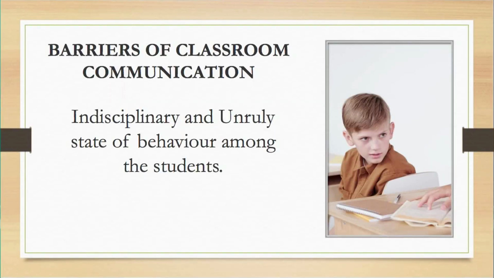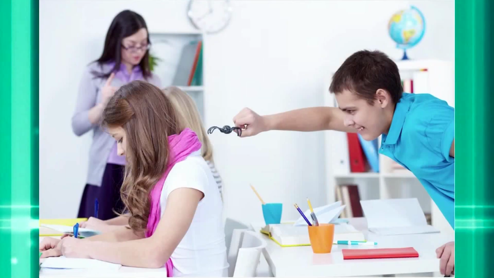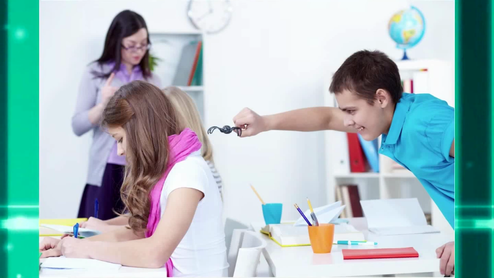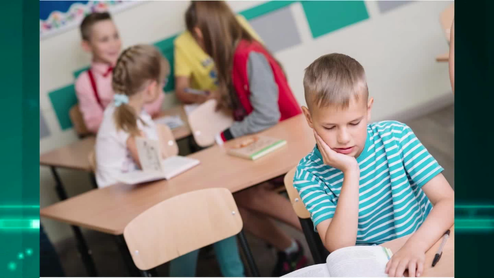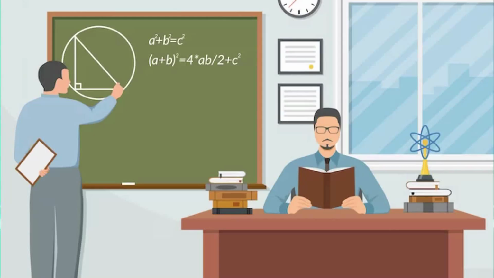Next is the indisciplinary and unruly state of behavior among the students. You can see here, a teacher is teaching, but students are not paying attention. They are talking among themselves. They are gossiping among themselves. They are reading their own books. They are not paying attention to the teacher. So in such a situation in the classroom, the communication is hampered.